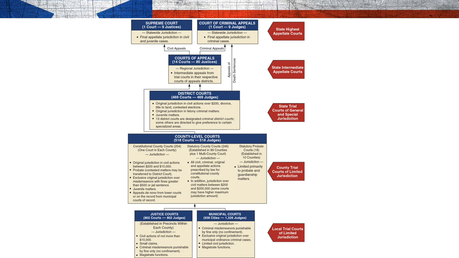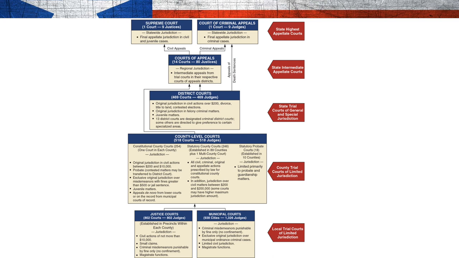Now, if you have a case that was appealed and handled by the Court of Appeals and you lost and you were not satisfied by the result, then you can either appeal the case, if it's a civil case where there's no incarceration or death penalty involved, straight to the Supreme Court. There's one Supreme Court in Texas. There are 9 different Supreme Court justices. And so they hear appeals from civil and juvenile cases.